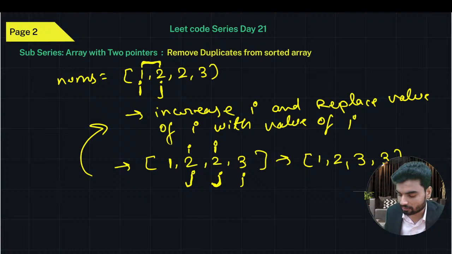And this value is not important for us, because after replacing the value, this j will increase. This went out of the array, right?